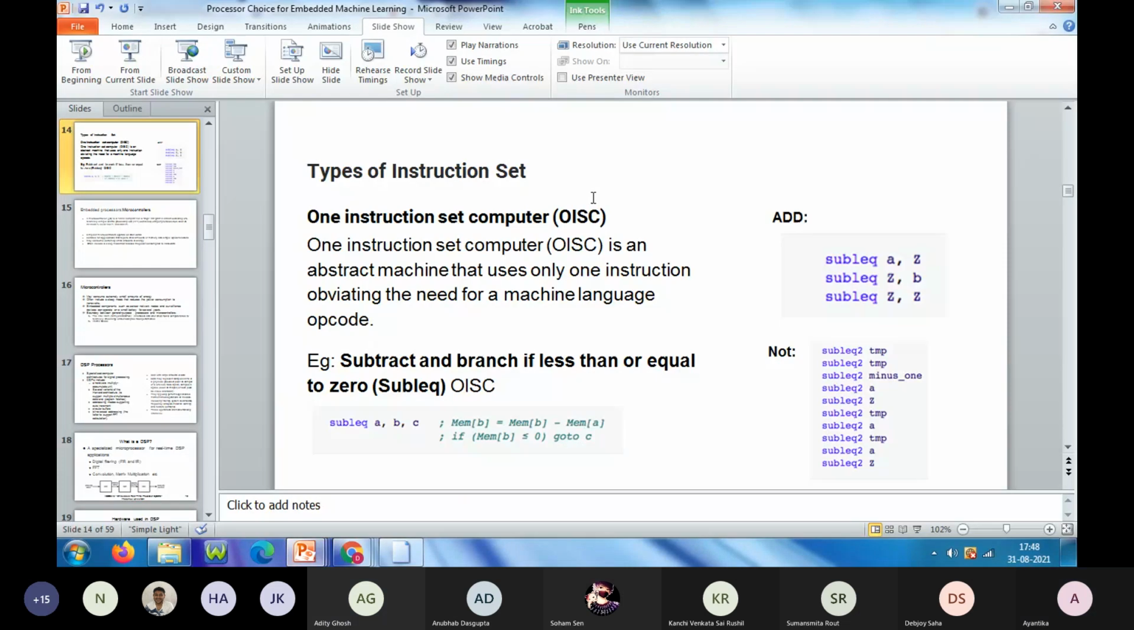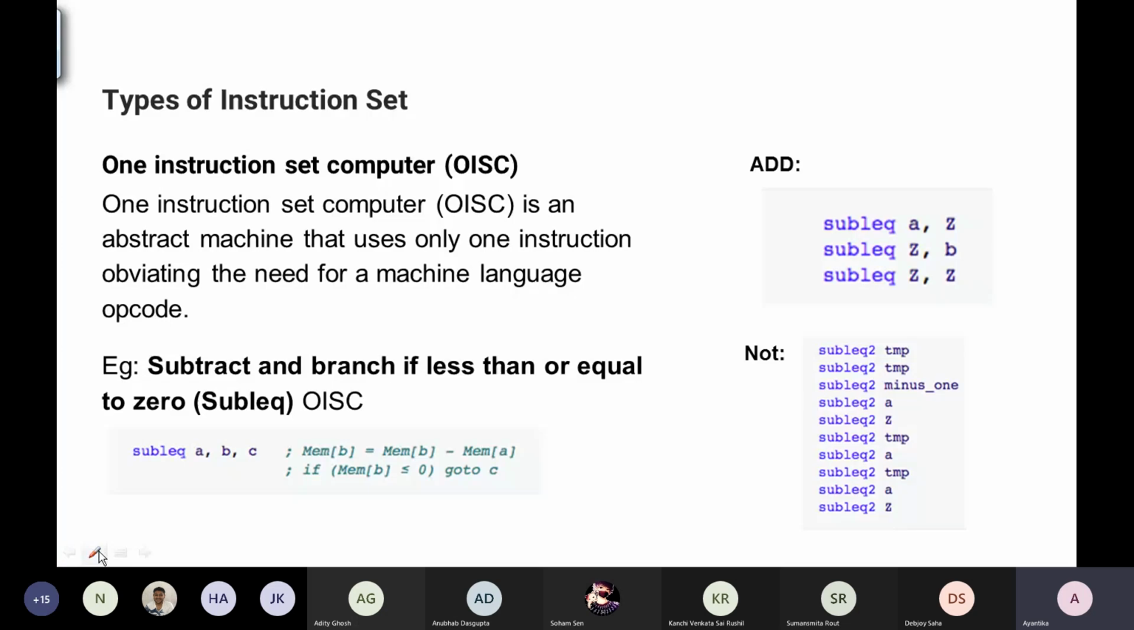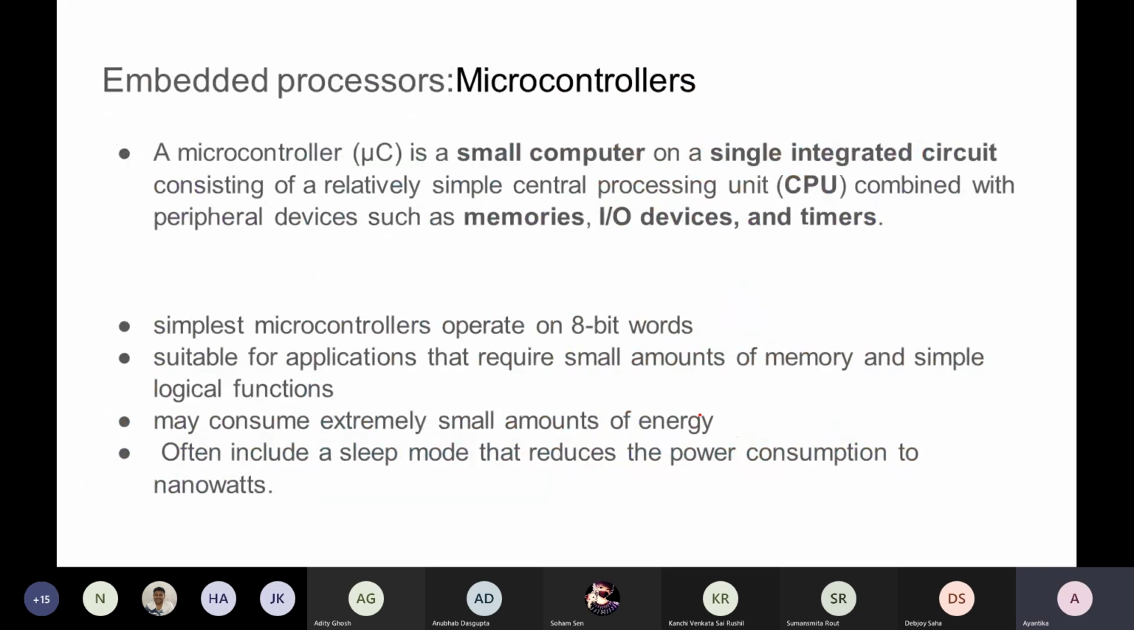Then I'm just skipping this because we have already discussed how this instruction set architecture can work. We have seen this one single instruction, and based on using that, we can implement multiple instructions, and we can use them in our implementation. Okay. Now you come to this embedded processing. Here we will talk about two types of processors. One is microcontroller, and then we will move to our detailed discussion of DSP.